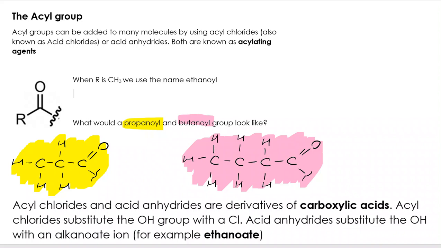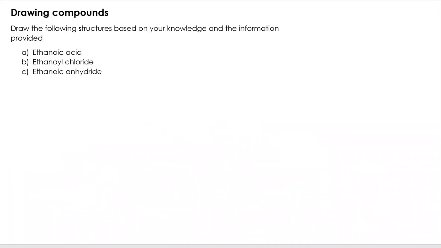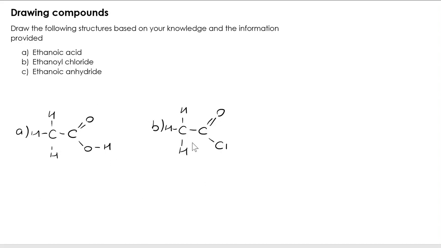Now, acyl chlorides are one example of a derivative of carboxylic acids. Acid anhydrides are another that you're going to have to learn about. Take a look at this and just try drawing out the display formula, or the structures at least, for A, B and C. So hopefully not too taxing there. Ethanoic acid, we can see here with our COOH group. We've got B, ethanoyl chloride, which is our CH3COCl, and we've got ethanoic anhydride.